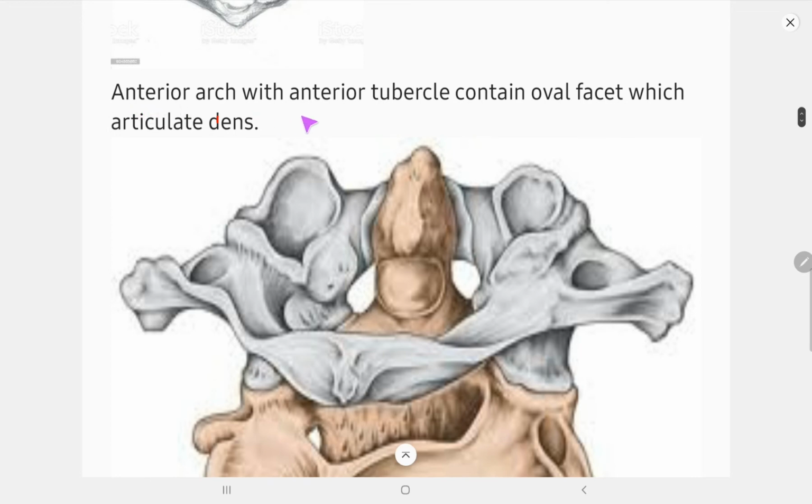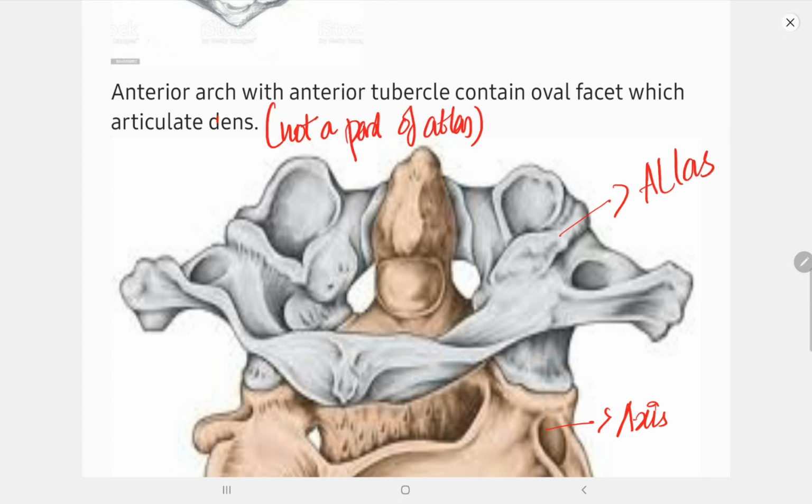The anterior arch with anterior tubercle contains an oval facet which articulates with the dens. The dens is not a part of the atlas. The dens is a part of the axis. You can see that this brown image is showing the axis and this gray image is showing the atlas. This portion is called the dens or odontoid process. It belongs to the axis bone.